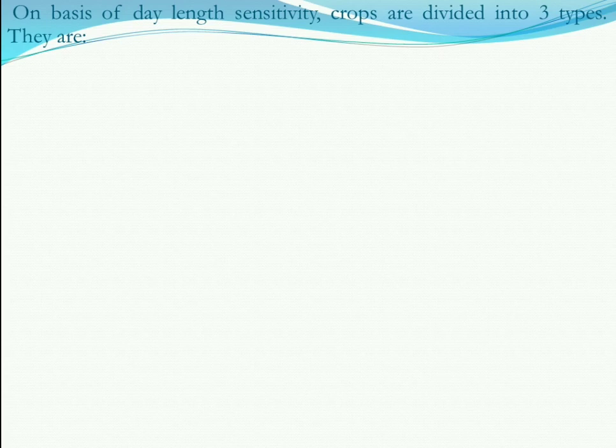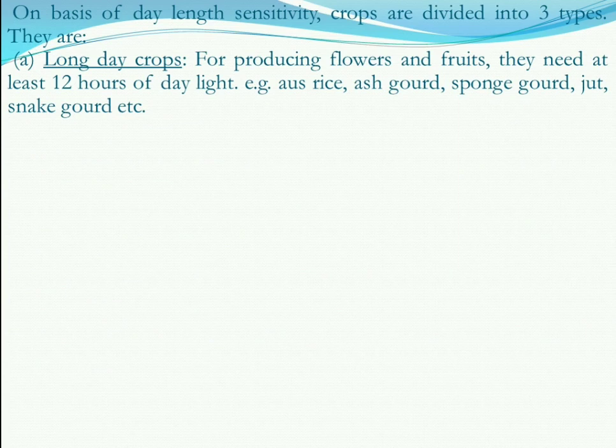So what is the first type of crop? It is long day crops, which very much need sunlight. For producing flowers and fruits they need at least 12 hours of daylight. Daylight means obviously sunlight. This type of crops are Aus rice, ashgourd, sponge gourd, jute, snake gourd, etc. You can easily understand these are actually Kharif season crops, or summer season crops, because we have more than 12 hours of light only in summer season.